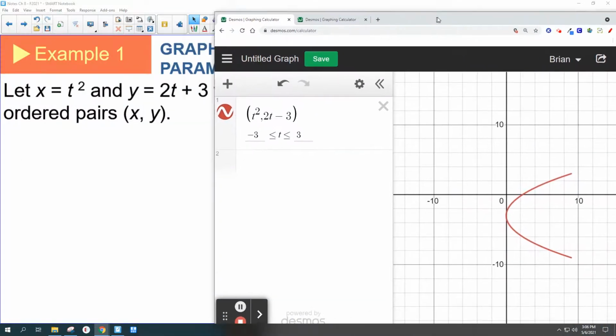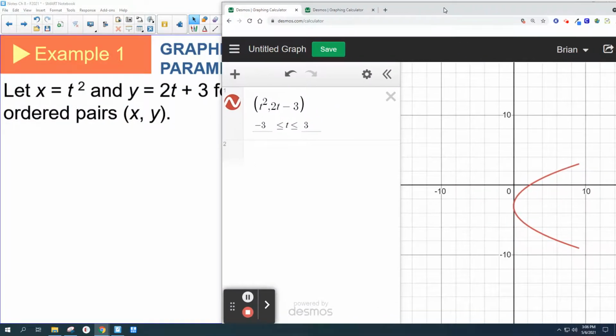Notice x was t squared and y was 2t. Oops, that's -3. That's supposed to be +3. X is t squared and y is 2t plus 3. So I just make an ordered pair x, y out of those two equations, out of those two functions.